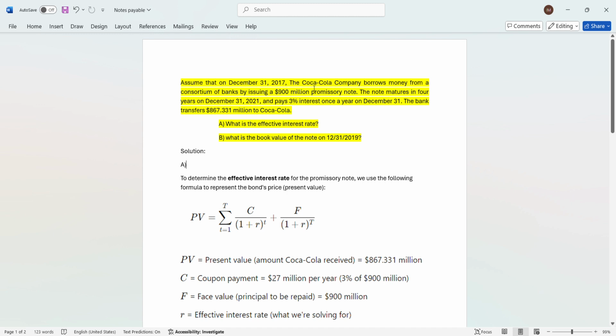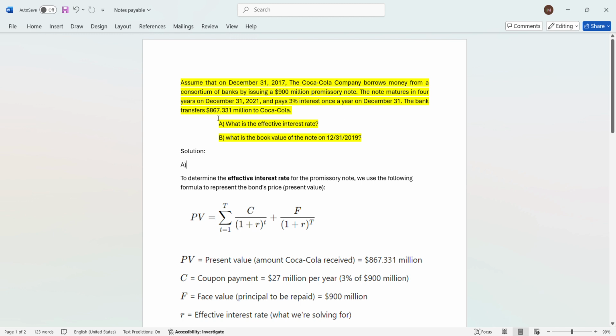Here you can see the Coca-Cola company on December 31st, 2017, borrowed money from a consortium of banks by issuing a 900 million promissory note. This is a short-term obligation, right? The promissory note is a note payable. The note matures in 4 years on December 31st, 2021 and pays 3% interest once a year on December 31st. So this is basically an annual payment, 3%.